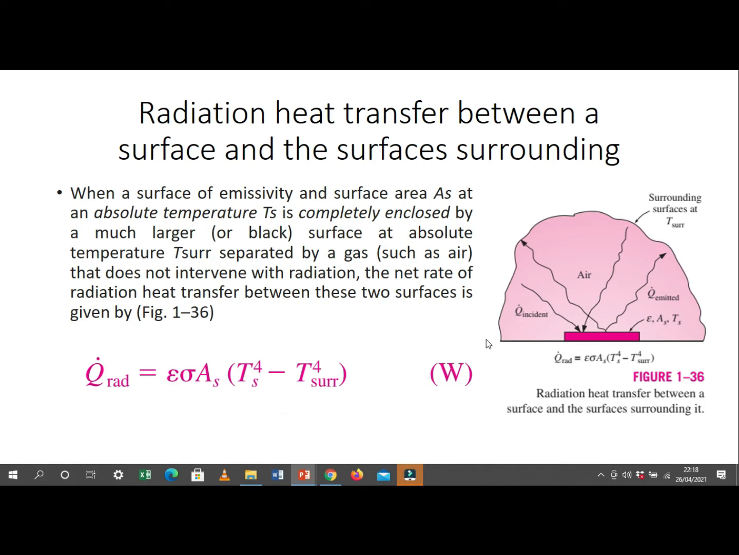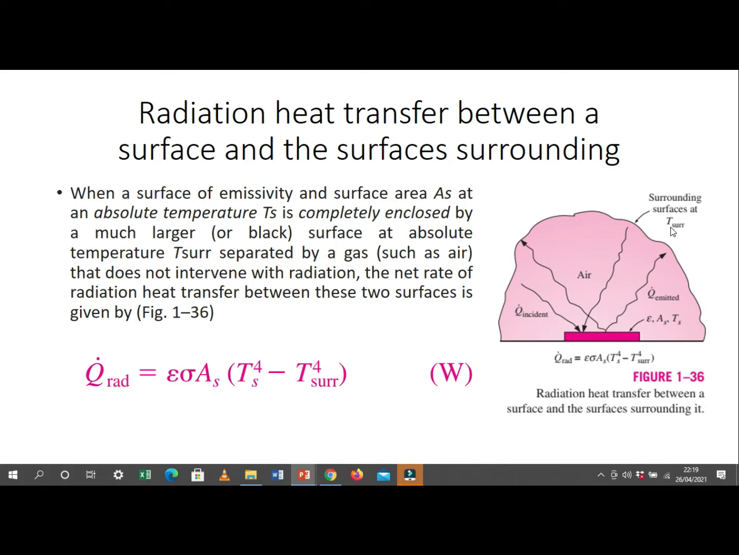But keeping in mind that air is present between this object and the surrounding surface, we are neglecting the heat transfer by the presence of air or the movement of air molecules. For the sake of convenience, we are neglecting the presence of air at this stage in order to study the rate of heat transfer between these two objects.